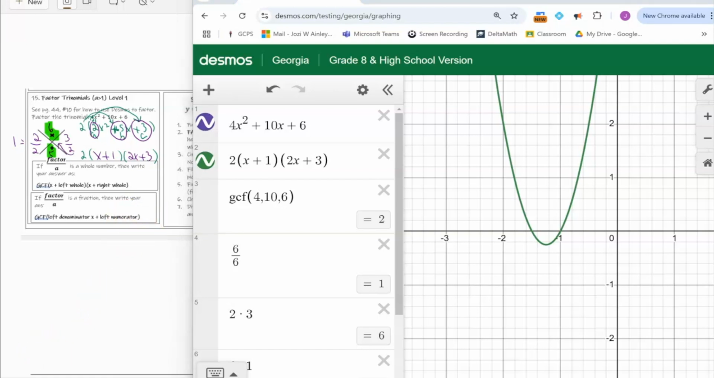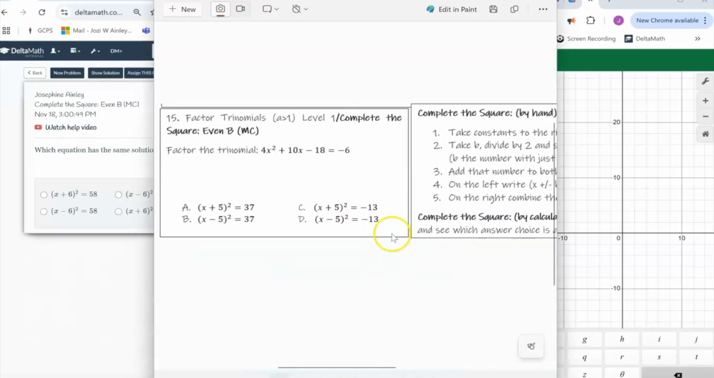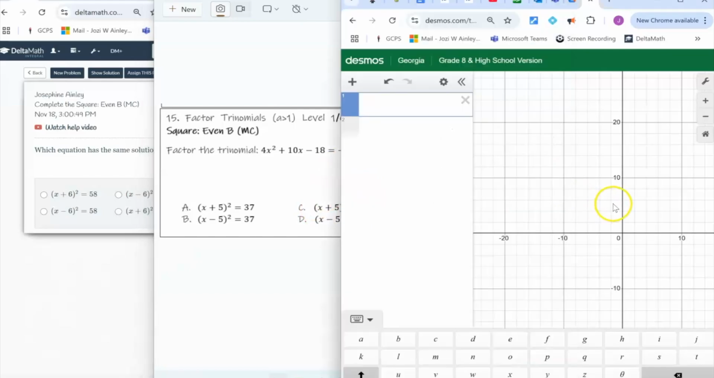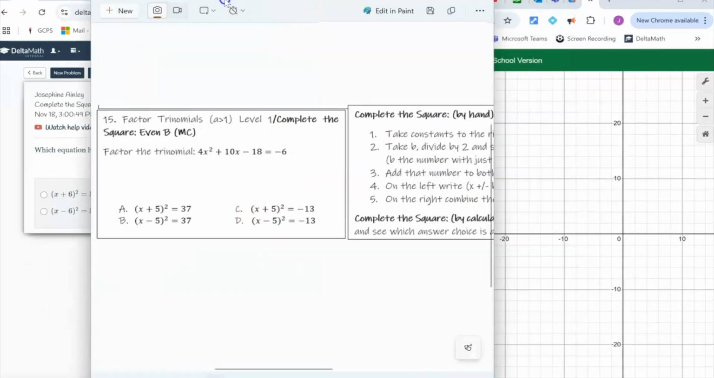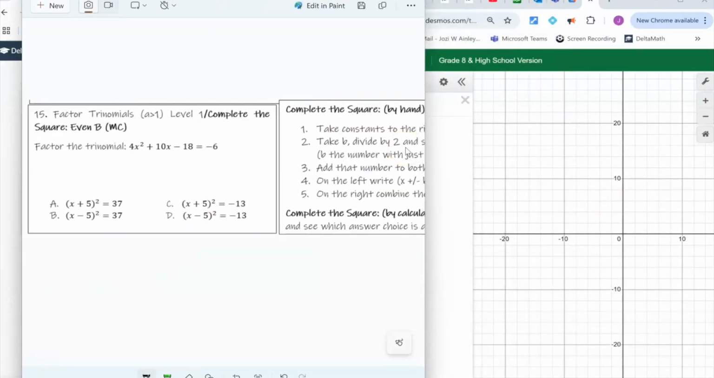Let's practice. What we're going to look at right now is complete the square with an even b, and that just means that the number with the variable is even. That way we'll have no fractions in our answers. But just like everything else, I am going to show you how to do this by hand. Like everything else, if you're given multiple choice, you're going to just go ahead and type it straight into the calculator. Before we do that, we're going to make one little correction.